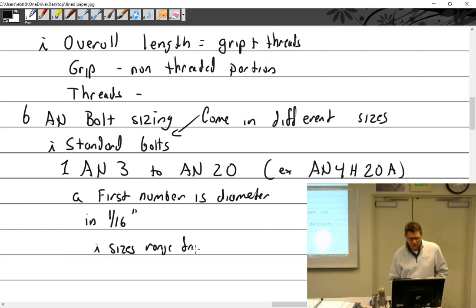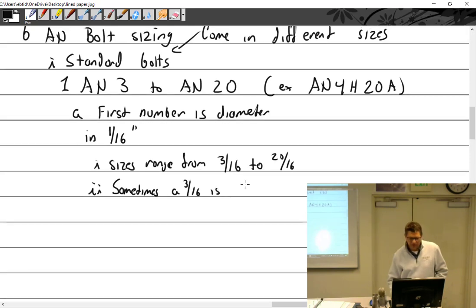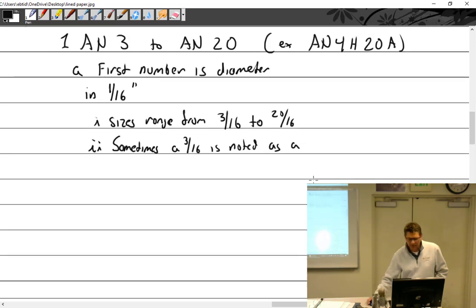So sizes range from 3/16 to, what's the biggest I have? I just told you, it's 20/16, which is an improper fraction. All right, this is confusing for some people, and it should be, I suppose. So sometimes a 3/16, that's the smallest one, is noted as a number 10.